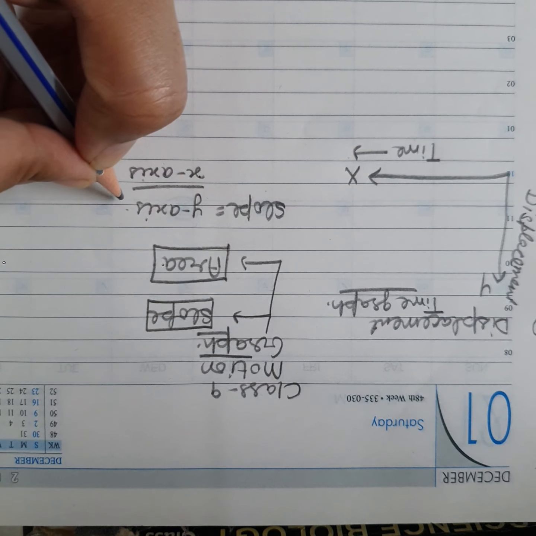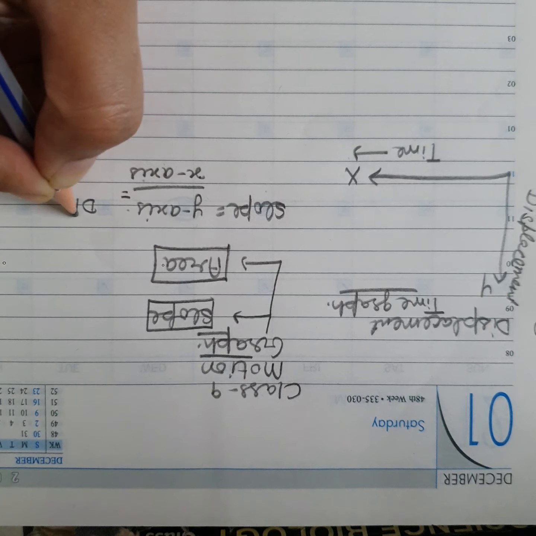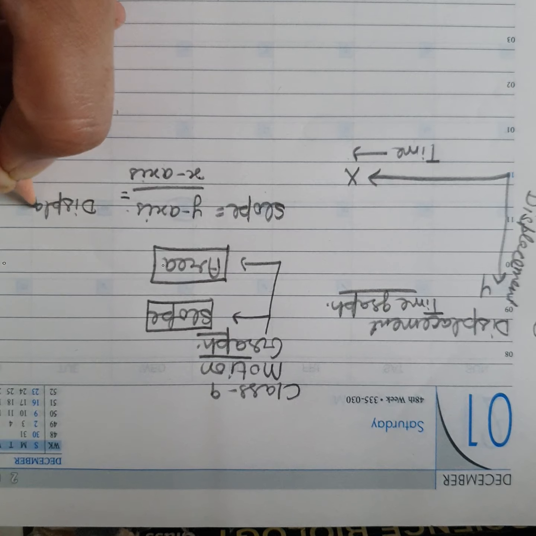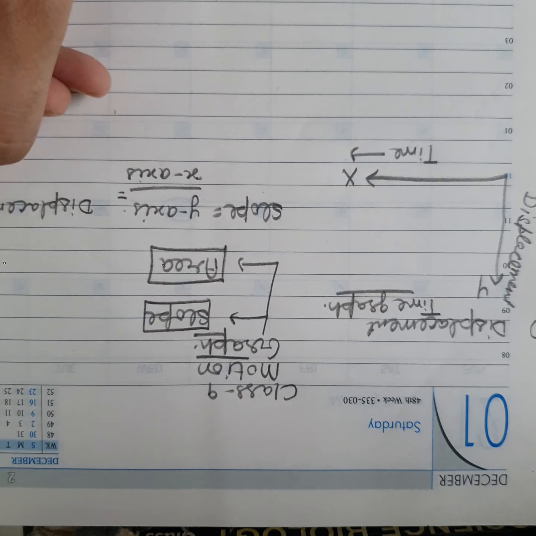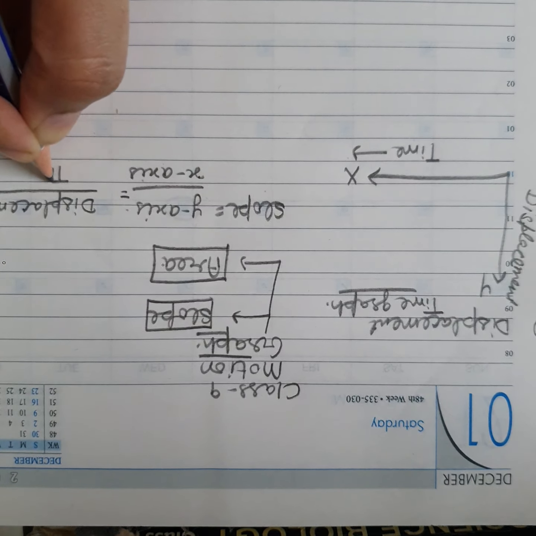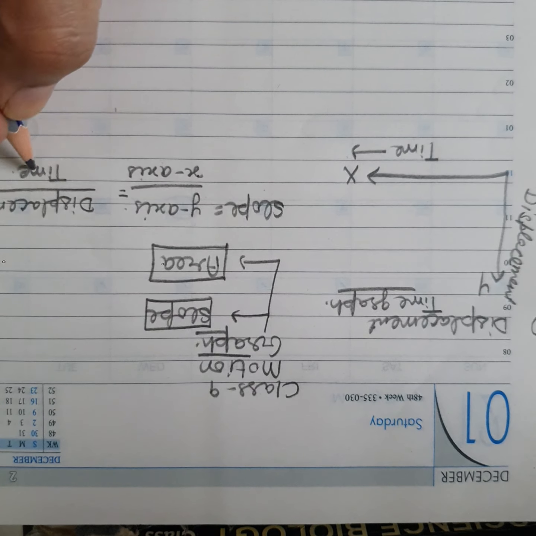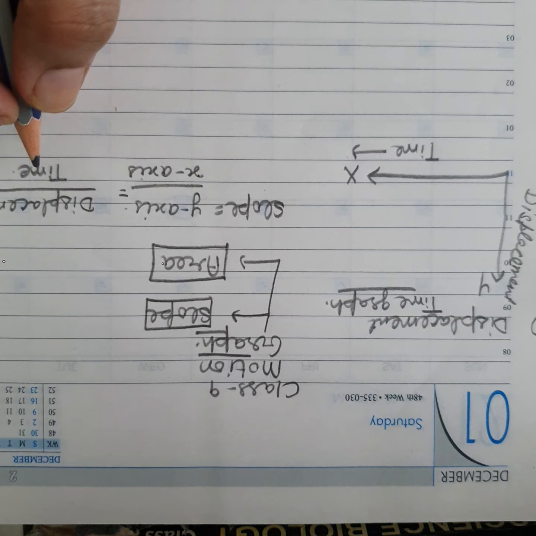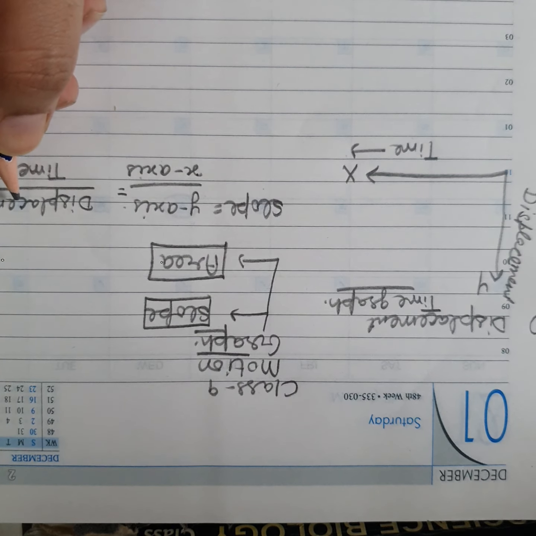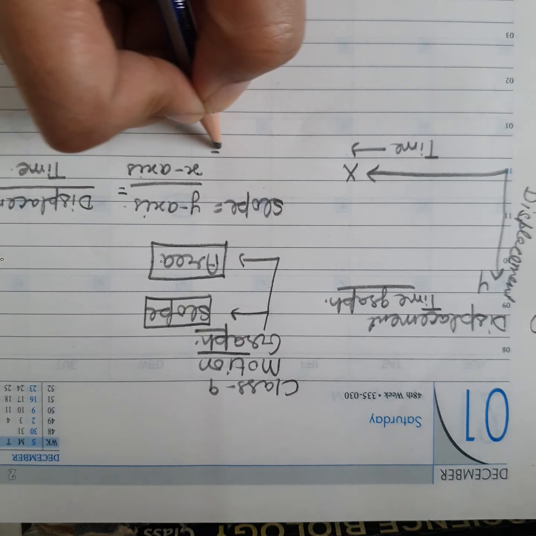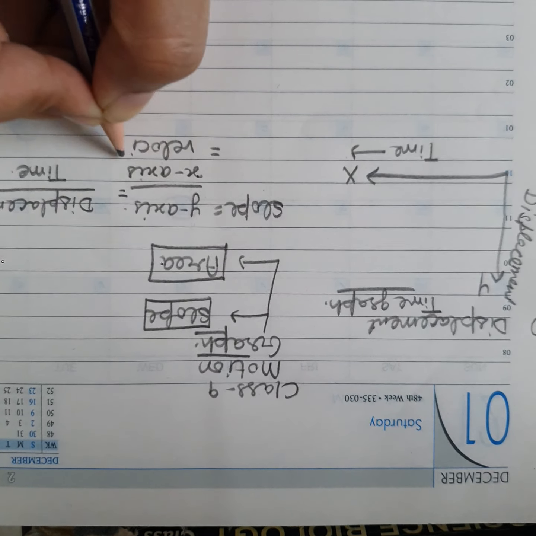But we are discussing the displacement time graph here, so the quantity at the y-axis is displacement and the quantity at the x-axis is time. Then you will have to recall what the ratio of displacement and time is called, which is velocity.